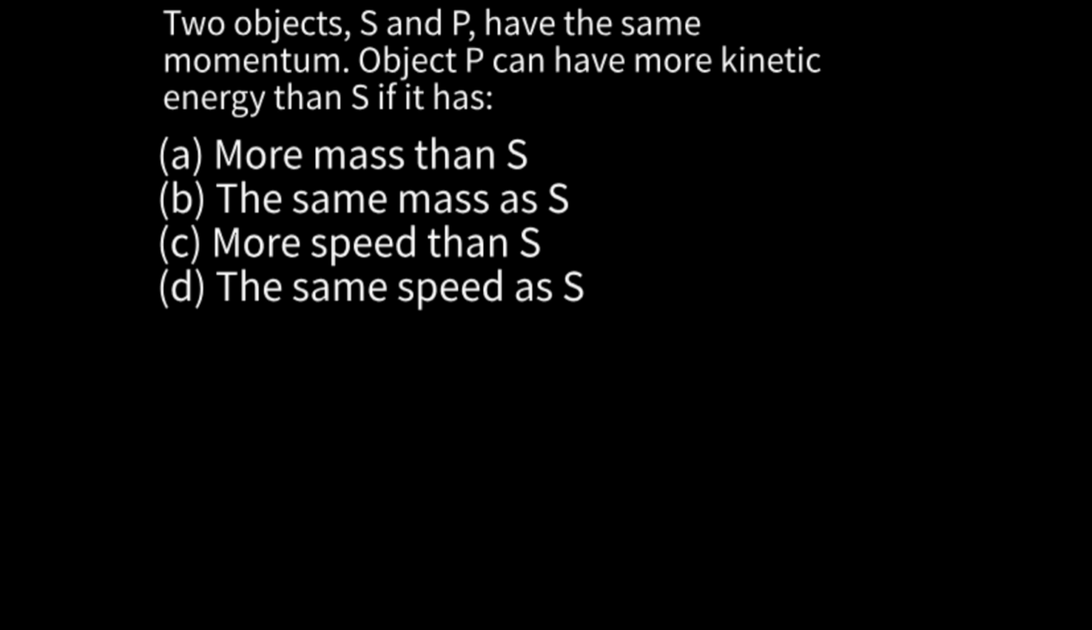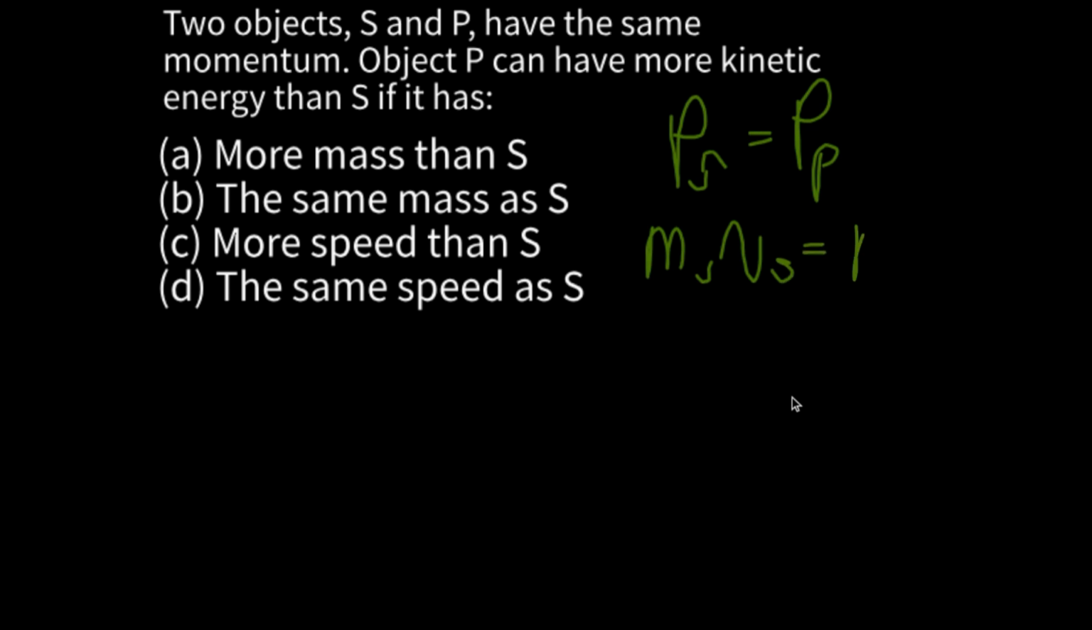We have two objects, S and P, and we know they have the same momentum. So that means the momentum of S equals the momentum of P, hence MS Vs equals MP Vp. We want to know what would we have to do for our object P to have more kinetic energy than S. And we're looking at mass and speed.